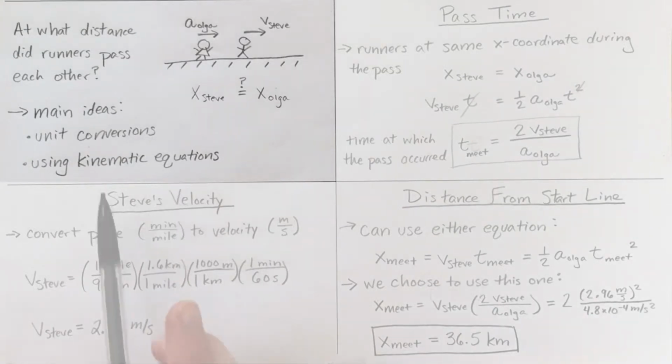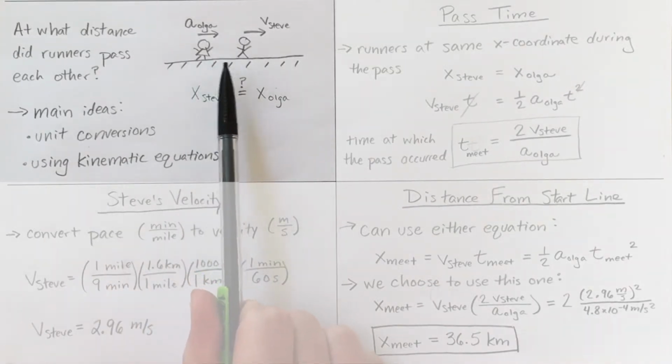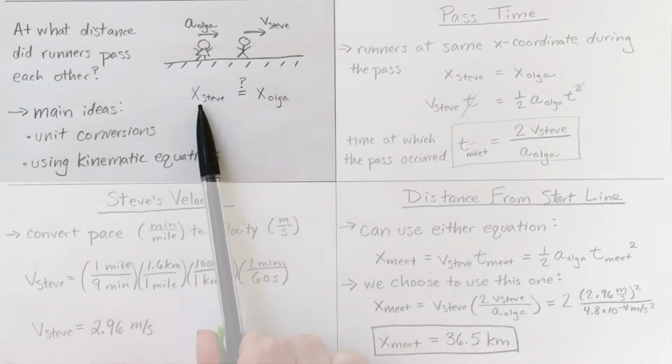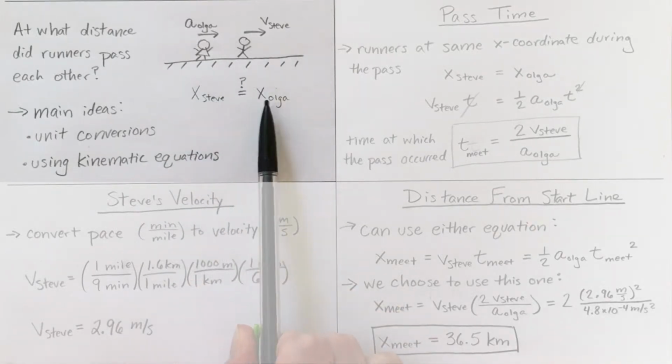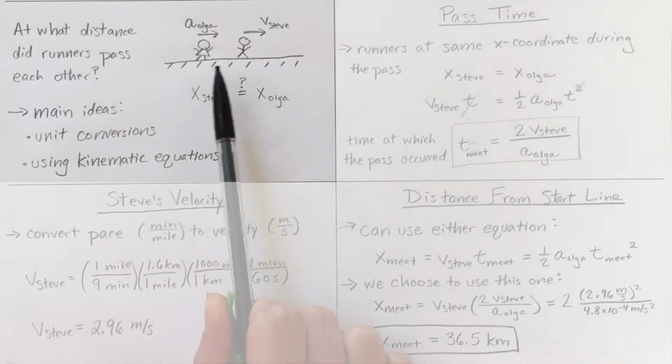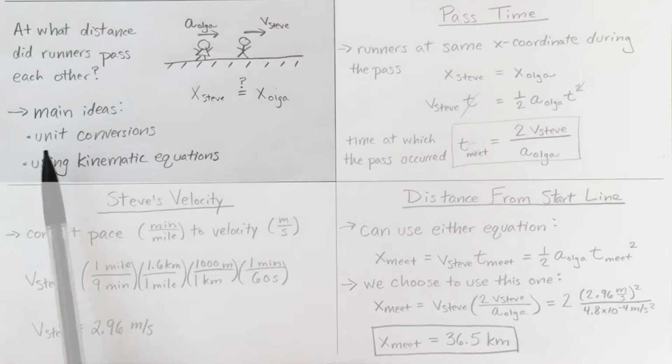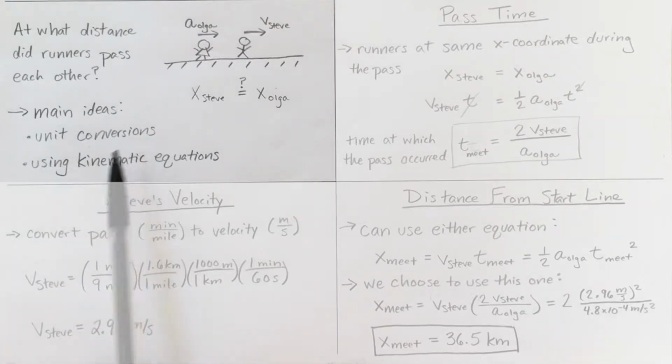In this part of the question, we're asked if the two runners ever passed each other during the race. This is equivalent to asking if the x position of Steve was ever equal to the x position of Olga, as it must be when they pass each other. To answer this question, we're going to need to understand unit conversions and how to use kinematic equations.